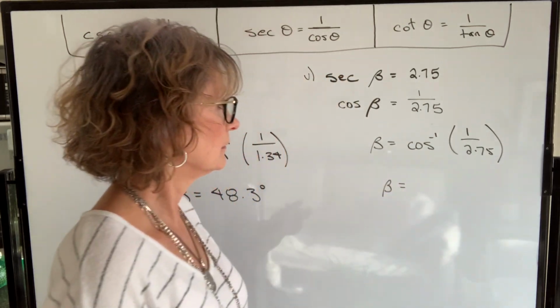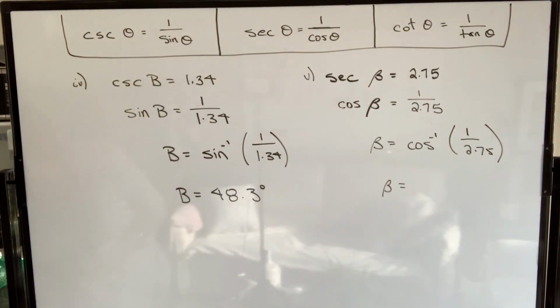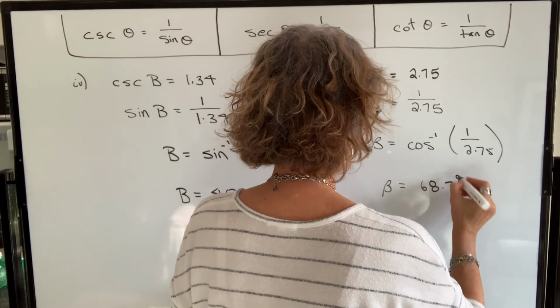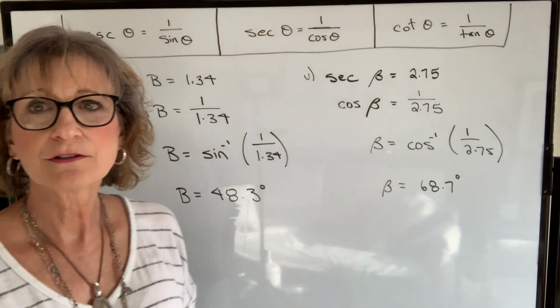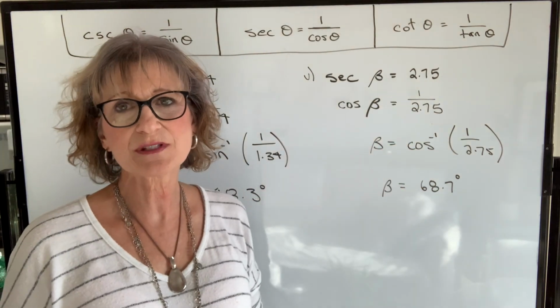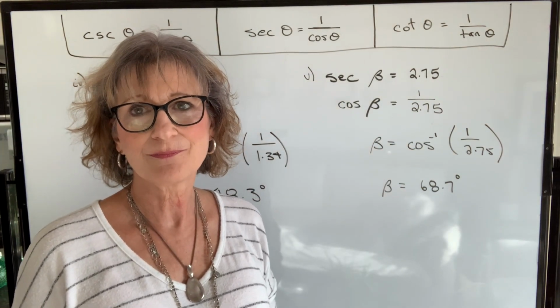And again, familiarize yourself with how you do it on your calculator. You should get a result of 68.7 degrees. So try that. And like I said, take your time to do those steps so that you're really clear on what exactly you're entering into your calculator.